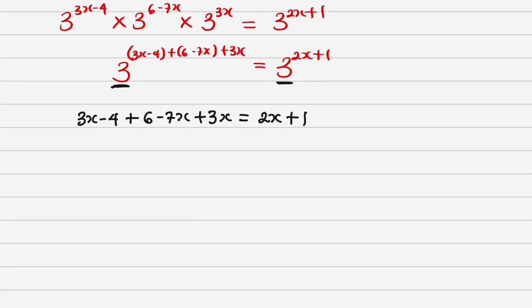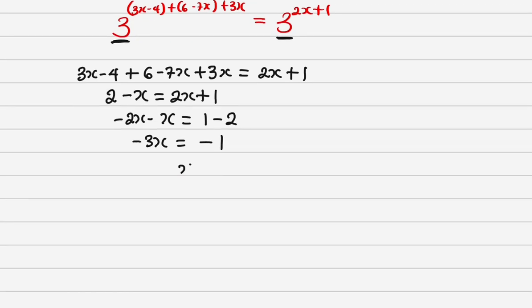All right. 3x minus 7x is going to be minus 4x plus 3x, so it's minus x. Then minus 4 plus 6, so we have 2 minus x is equal to 2x plus 1. All right. This is going to be minus 2x minus x is equal to 1 minus 2. So this is minus 3x is equal to minus 1. So that x is going to be minus 1 all over minus 3, which is 1 over 3.